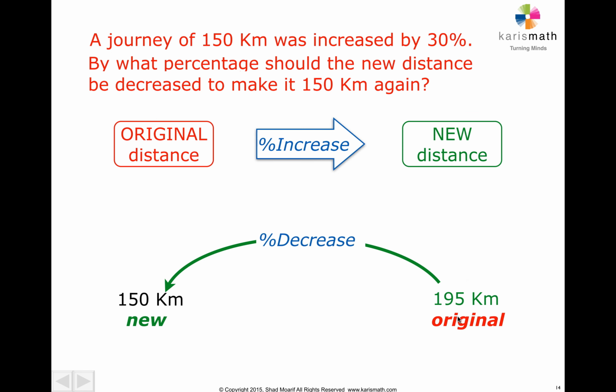Find the difference between the original and the new, and then divide it by the original, and then multiply that by 100%. That's how we find the answer. So 195 minus 150 is 45 over the original, which is 195. So this becomes 45 over 195, reduce that, becomes 3 over 13, so that's 300 over 13%. If we turn that into a mixed fraction, we'll get 23 and 1/13%.